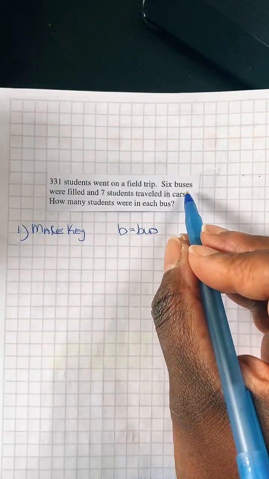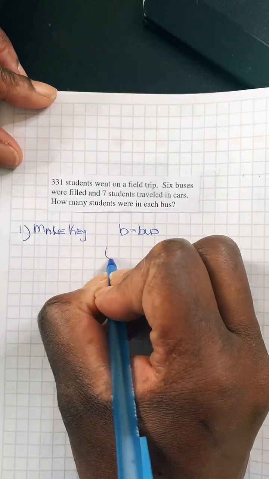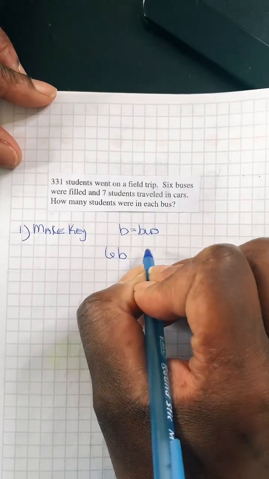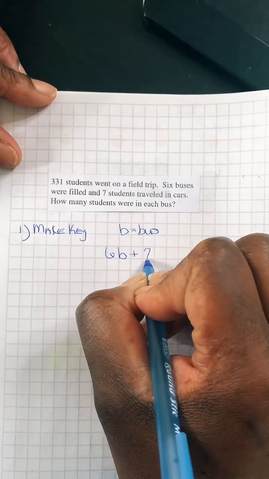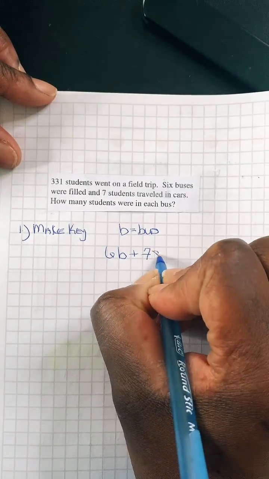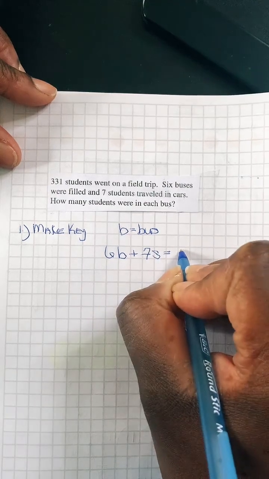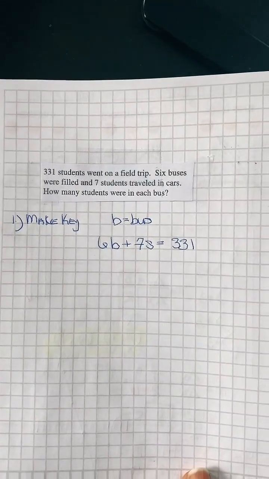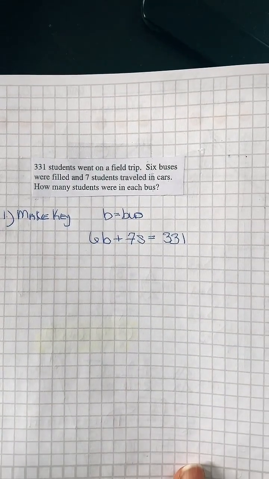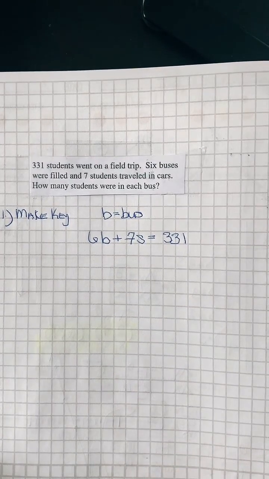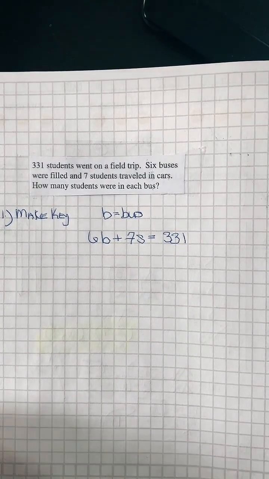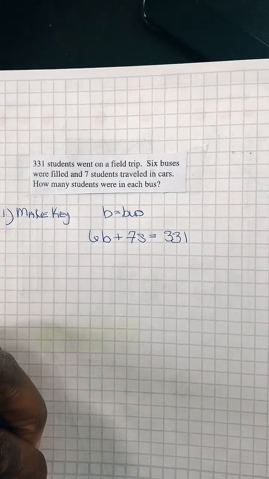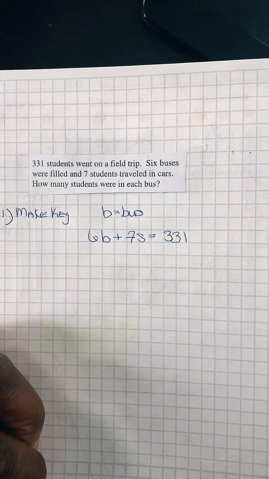But do we know how many? So if there were 6 buses, and then we have 7 students, I'm probably doing way too much with this. Some people will do it like this. And then you have 331. I'm thinking of it as a linear equation. Hey, Captain, fun with math. I know, right? But we're kind of thinking about this, and I think I'm doing a little too much with this, to be honest with you.